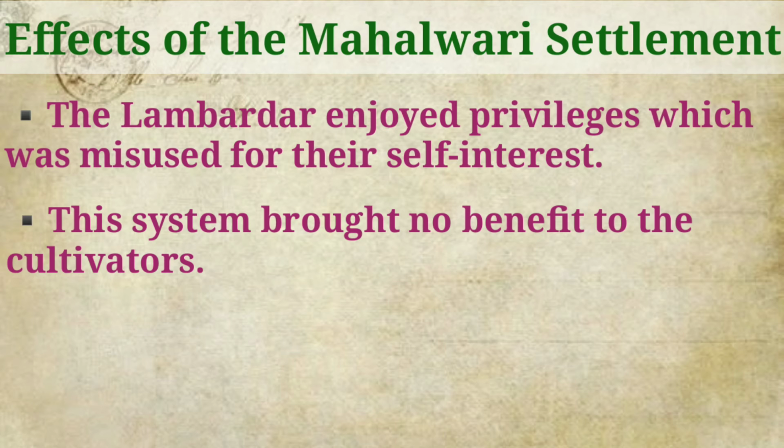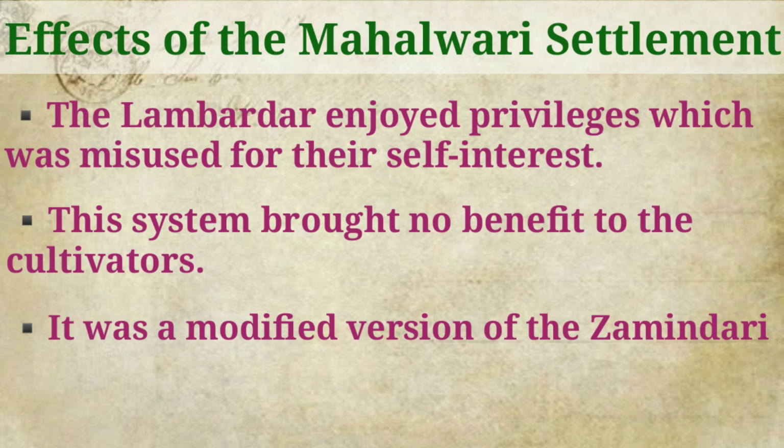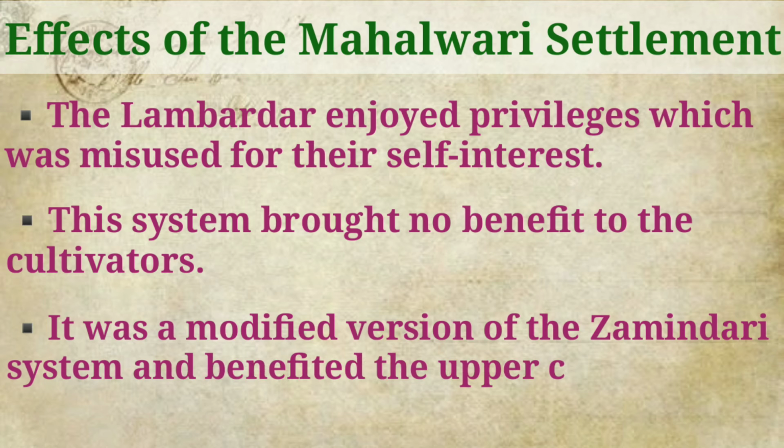Is it clear, children? Next, it was a modified version of the zamindari system and benefited the upper class in villages. So, children, since the Mahalwari system had some of the features of the zamindari system, we can call it a modified version of the zamindari system. And this system benefited only the upper class of people. Is it clear? So, children, I hope you understood everything about the Mahalwari system.